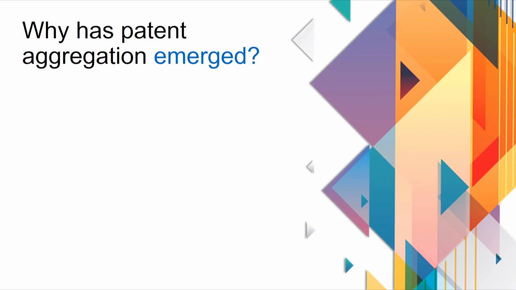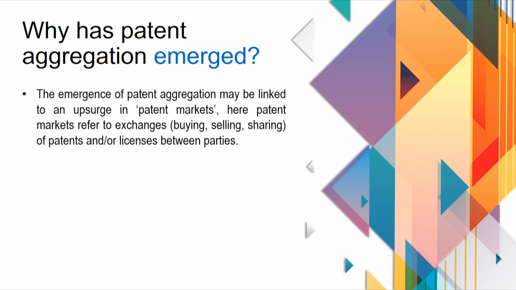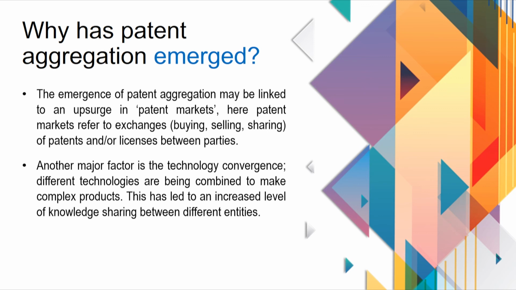Now, the question is, why has patent aggregation emerged? The emergence of patent aggregation may be linked to an upsurge in the patent markets. Here, patent markets refer to the exchanges, that means buying, selling and sharing of patents and or licenses between the parties. So, due to an increase in these patent markets, there is a need of patent aggregation. Another major factor is the technology convergence. Different technologies are now being combined to make complex products. This has led to an increased level of knowledge sharing between the different entities.